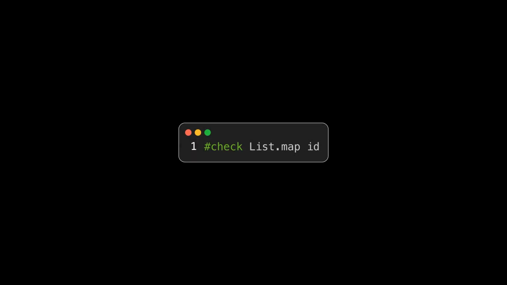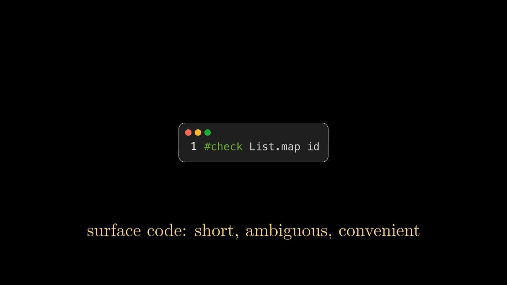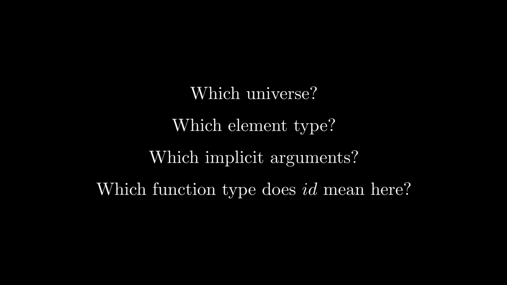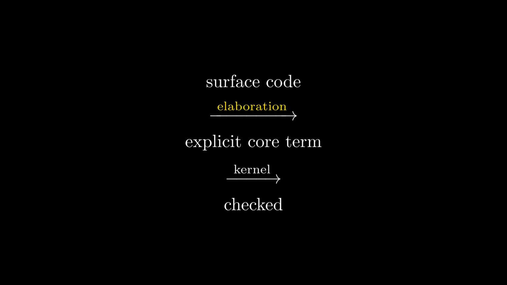This tiny line looks harmless. But the kernel of a proof assistant cannot check this line as written. The line is full of missing information. Some of it is obvious to us. None of it is optional to the kernel. The missing step is elaboration, the translation from the code people write to the explicit terms the kernel checks.